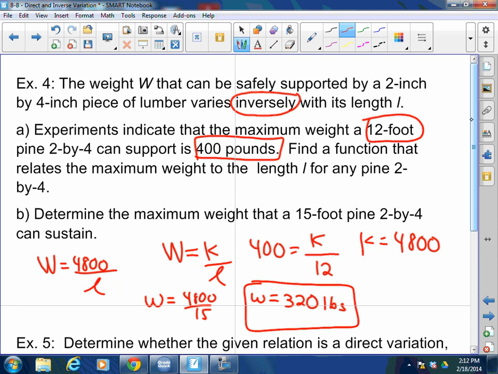Okay, let's see. For part A, find a function. Yeah, so this would have been the answer for A.